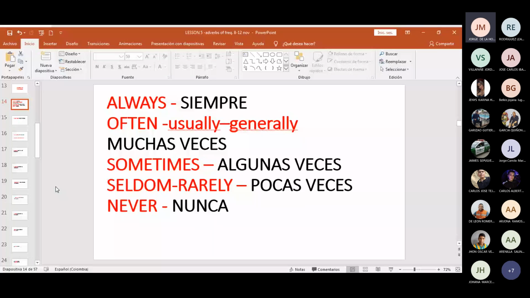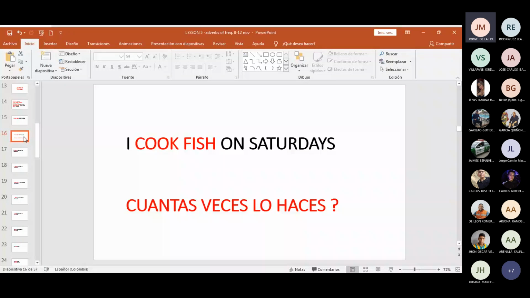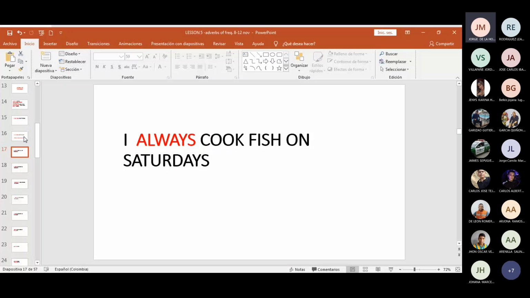So where do we place the adverbs of frequency? We are going to place them after the subject and before the verb. So we have the activity, I cook fish on Saturdays. Okay, very good. Let's express it. I always cook fish on Saturdays.